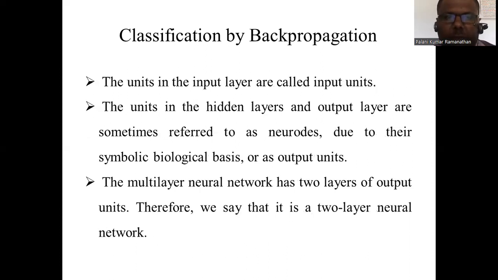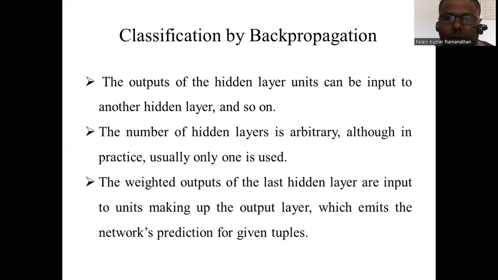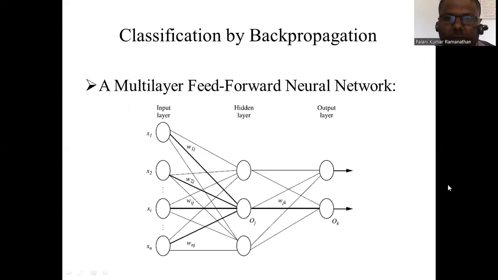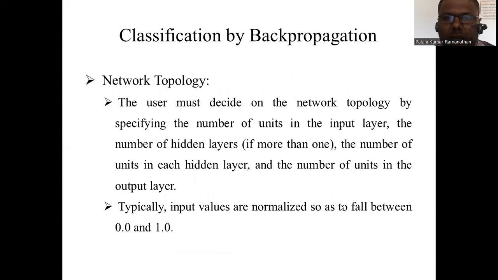The units in the input layer are called input units. The units in the hidden layers and output layer are sometimes referred to as neurodes, due to their symbolic biological basis, or as output units. The multi-layer neural network shown has two layers of output units. Therefore, we say that it is a two-layer neural network. You can see this diagram: here it gives one output and this gives another output, so it is called a two-layer neural network.